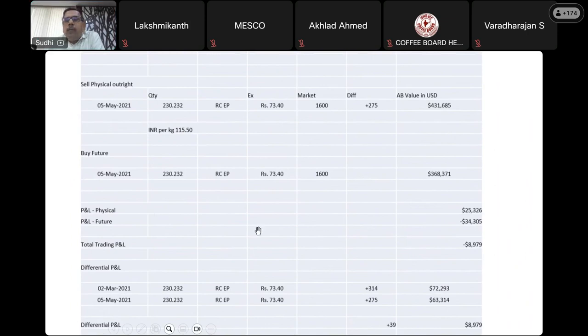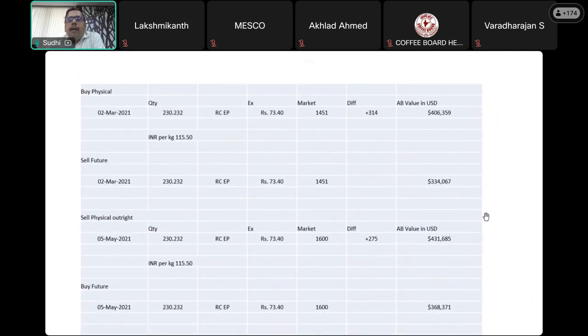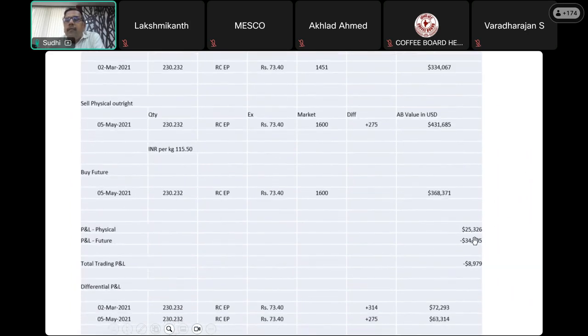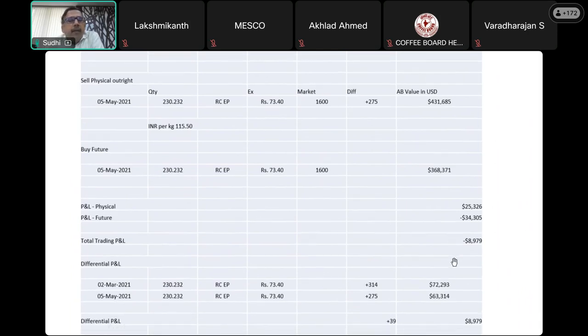What happens? So in terms of the physical, he made a gain of $25,000. So physical, we are talking about from 416, which is his purchase price. It has gone to 431. He makes a gain of 25,000. And in the future, he sells, he makes a loss of 34,000. And he has a trading loss of $8,975. Just to give you some more clarity on it here.